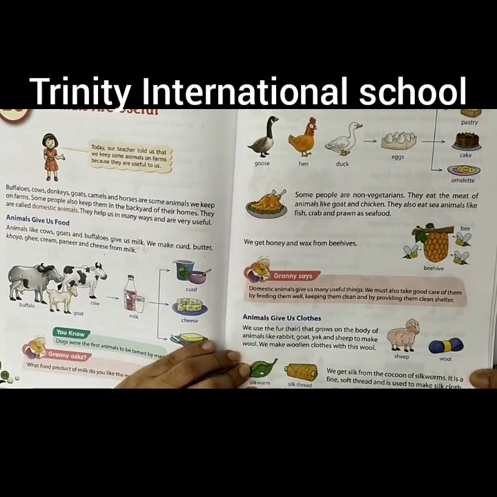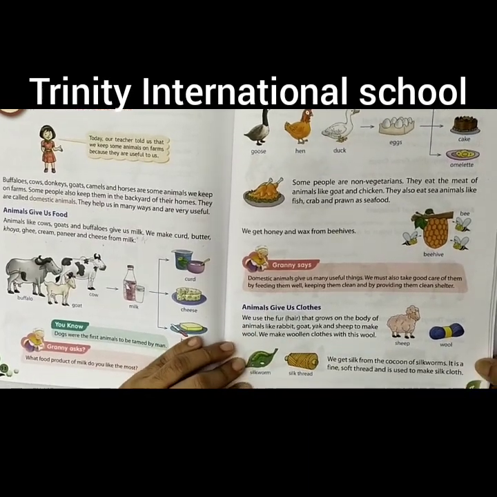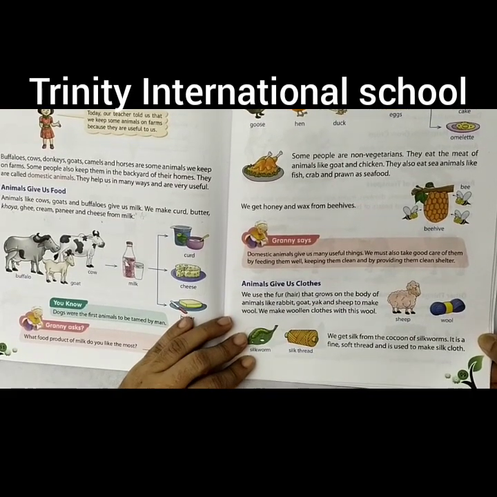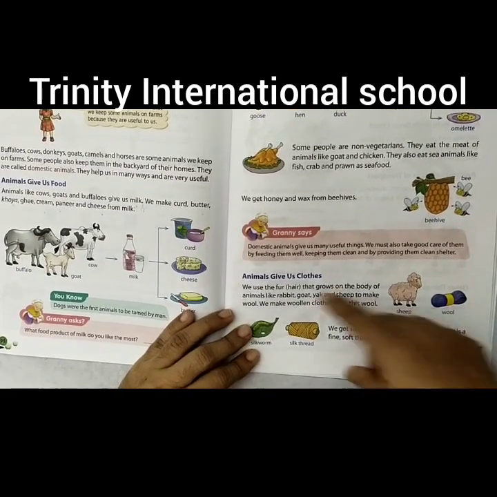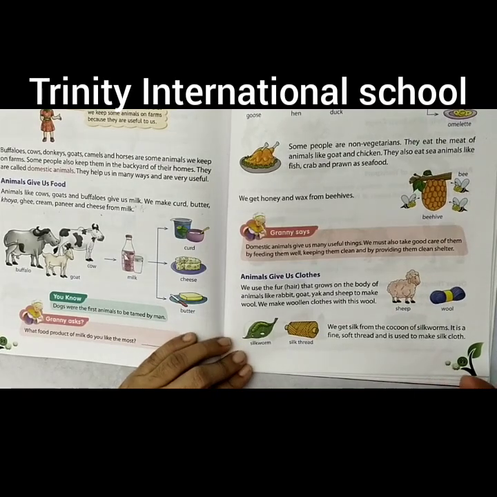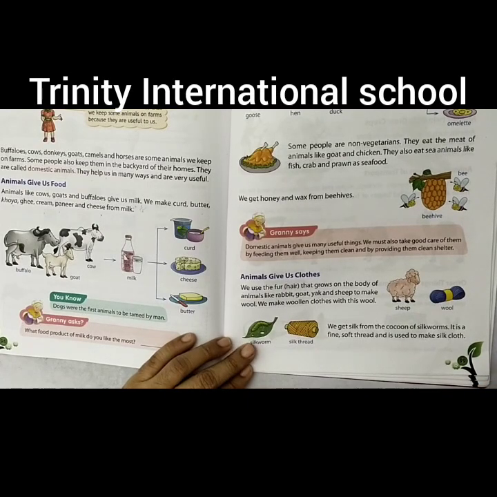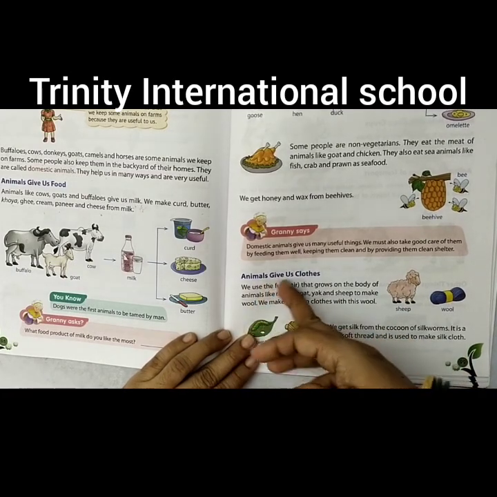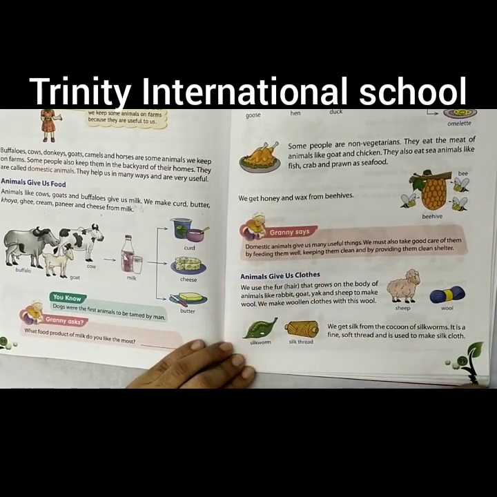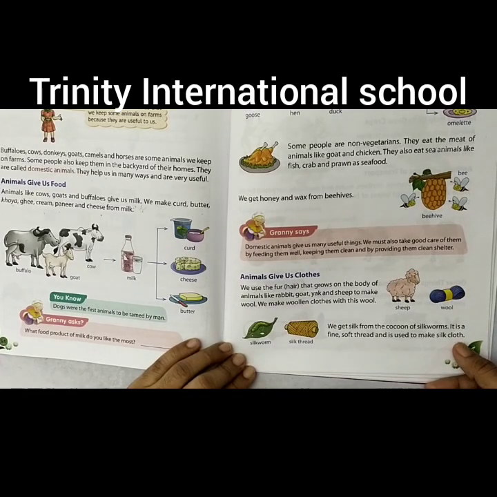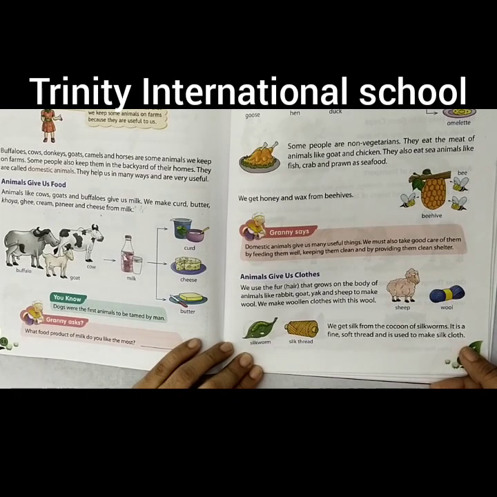Now, next thing what we get from animal is animal gives us clothes. So that means what? You know that cotton cloth we wear is made up of cotton fiber. So cotton fibers we get from our cotton plant, isn't it? But what the animal gives us clothes means which type of fiber we get from animal. So obviously it is the wool what we get from the sheep.